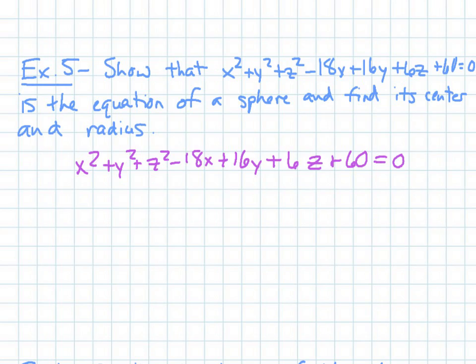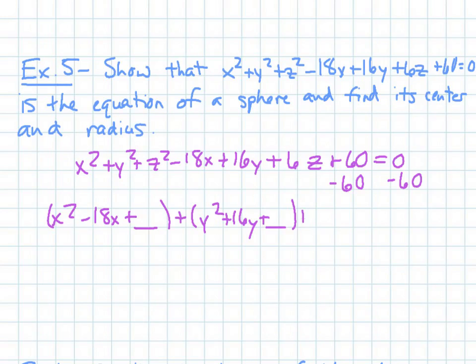So first you want to subtract the 60 to the other side, and then you want to group your other stuff. So x squared minus 18x plus blank, plus y squared plus 16y plus blank, plus z squared plus 6z plus blank, equals negative 60. So now you're going to have multiple things over here. Instead of just having 2 like you would for a circle, now you have a sphere.